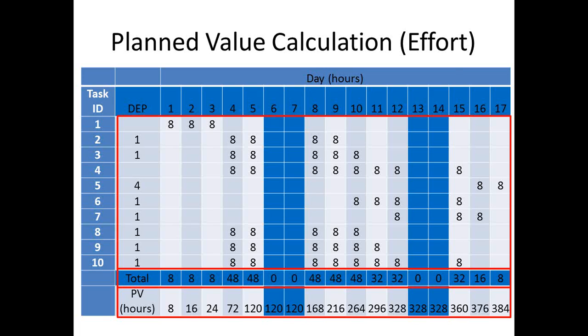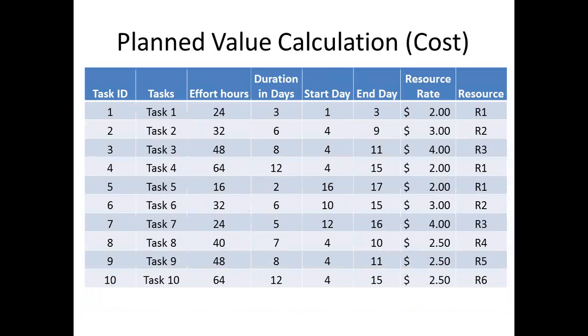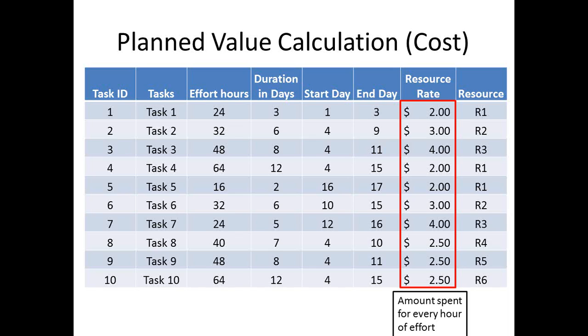Okay, all good so far. Let's do the planned value calculation for the cost now. In this one, we've added the resource rate, and this is exactly the same as the slide that we saw 2 slides ago, but we've added how much it costs to finish every resource hour. So this is the amount spent for every hour of effort, as you can see.